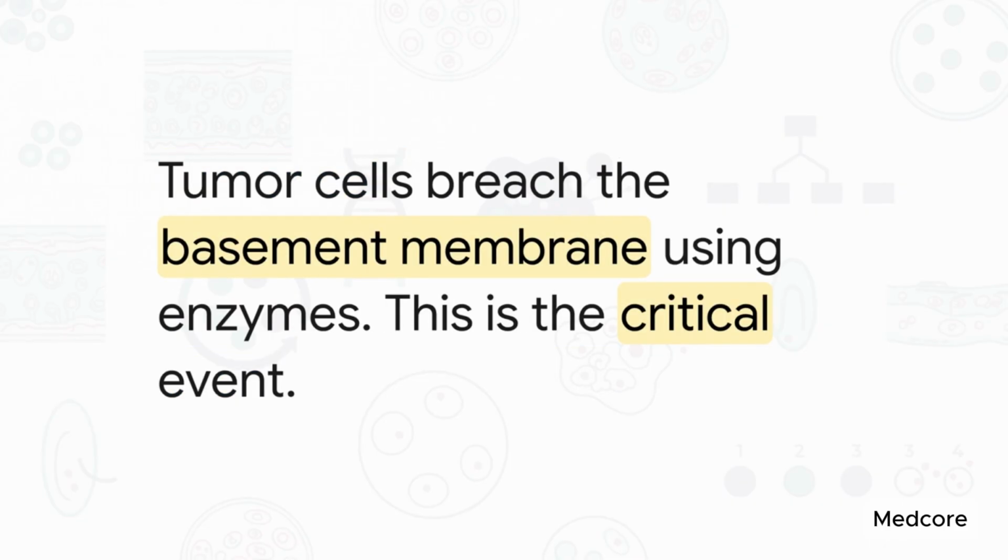And this next step, invasive carcinoma, is the game changer. This is the single most critical event in this whole process. The tumor cells start producing enzymes like collagenases that literally dissolve that basement membrane fence. They've breached the barrier. And by doing that, they've gained access to the body's superhighways, the blood vessels and the lymphatics. The potential to spread is now unlocked.